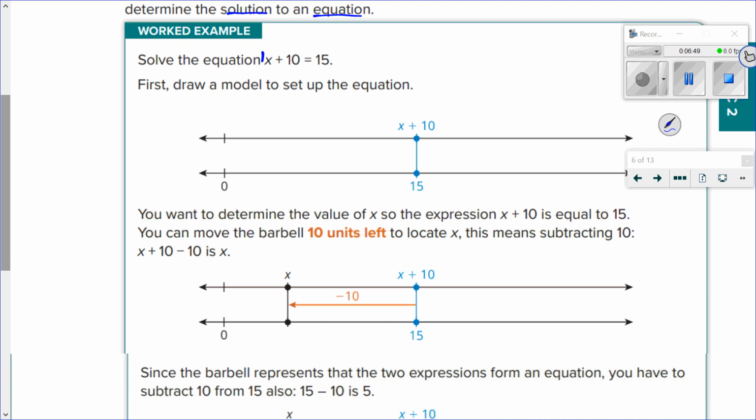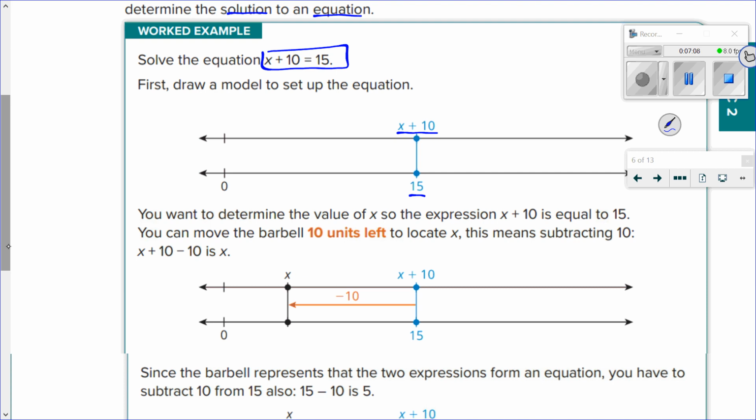So if I have an equation like x plus 10 equals 15, I can put that on my double number line. X plus 10 goes on one side of the barbell, 15 is on the other. Just like we've been doing, right? Is everybody okay with this so far? Anybody struggle with how we did it?